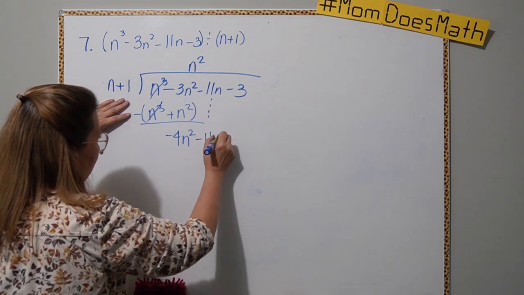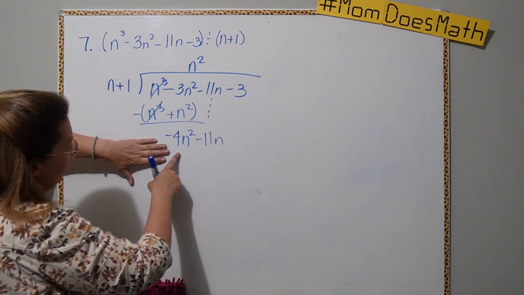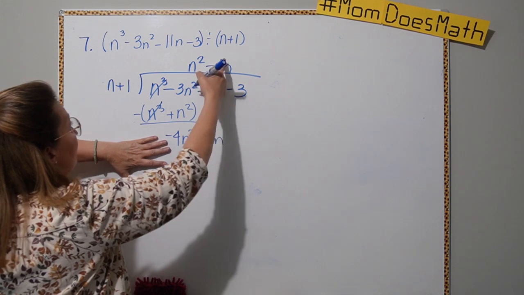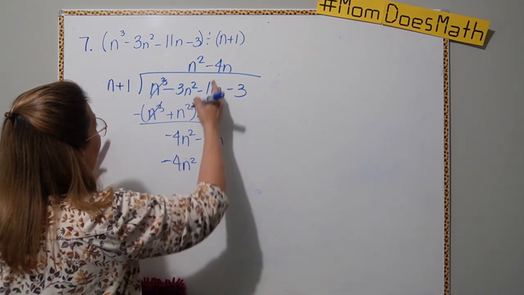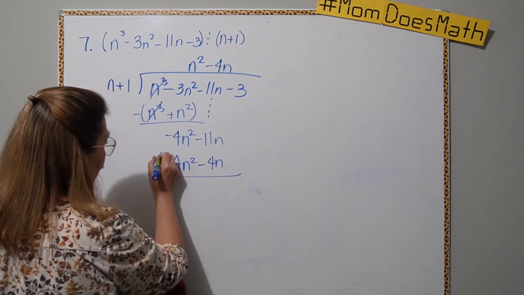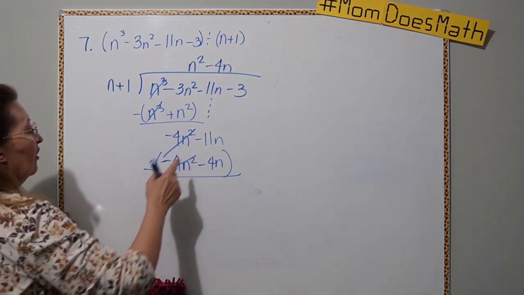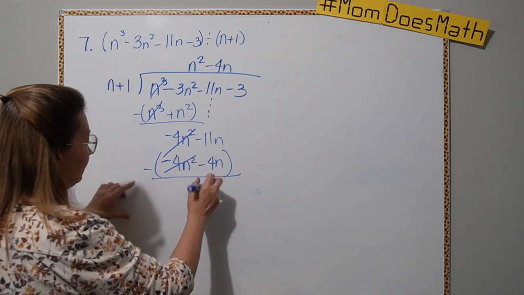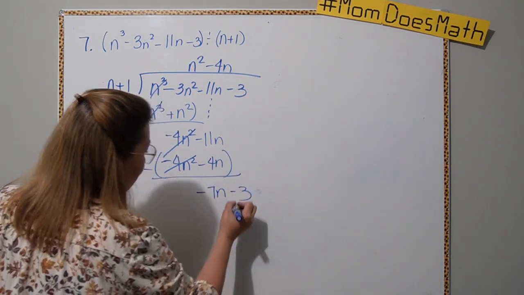Drop that 11 down. Okay? Now, what would I multiply n by to get negative 4? Well, that's going to be negative 4n. Negative 4 times n is negative 4n squared. And negative 4 times 1 is negative 4n. Remember, we are subtracting. These two subtract out. All right, 11 minus negative 4, this changes to plus a positive. So that's going to give me negative 7n, and I bring down the minus 3.